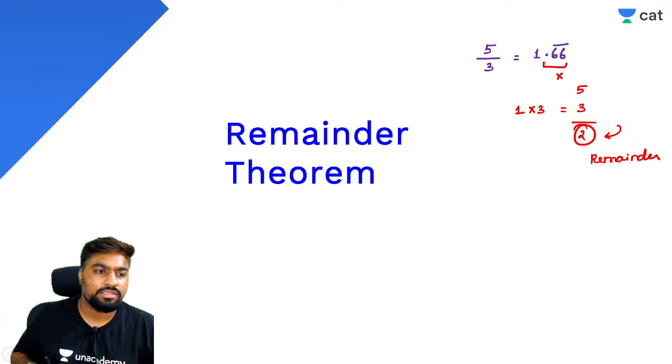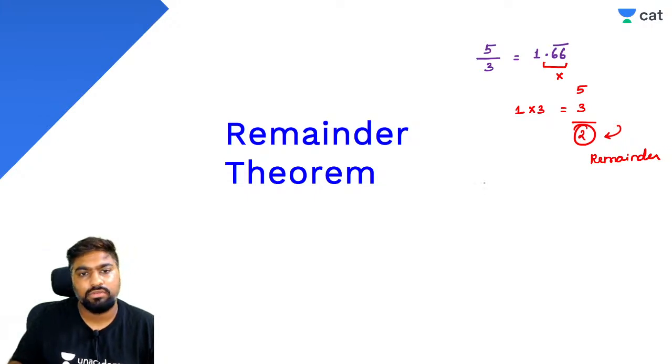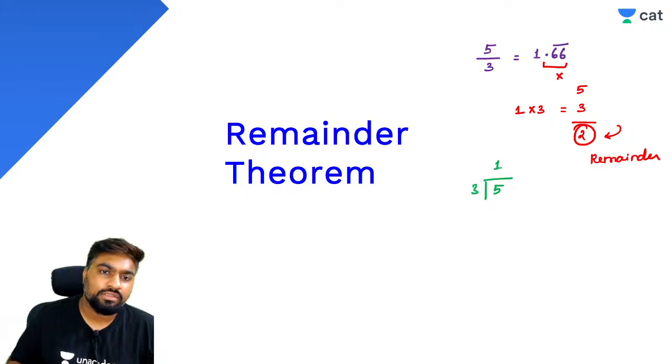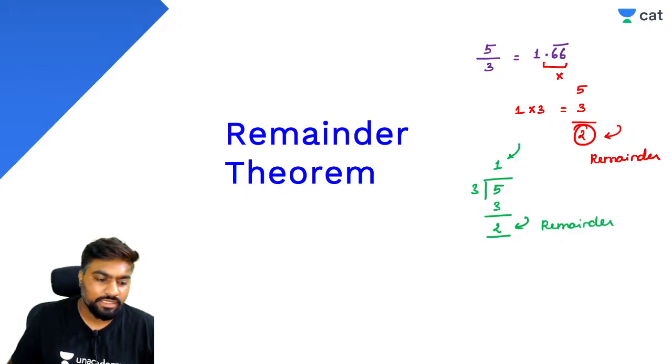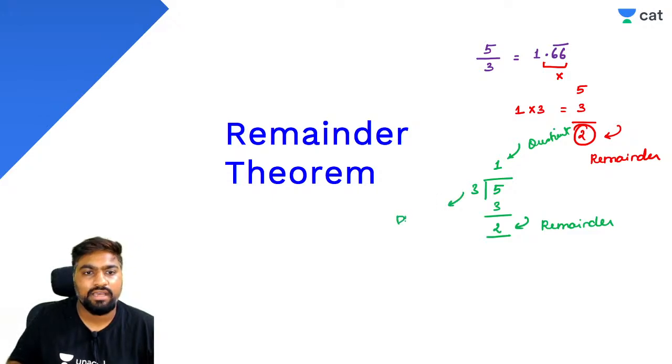Or in other words, if you were to use what you were taught in school, when you divide 5 by 3, 3 ones is 3, remainder is 2. This is called your remainder. What is this 1 called? Quotient. This 3 is called your divisor, what you divide with. And this 5 is called dividend, what you are dividing.